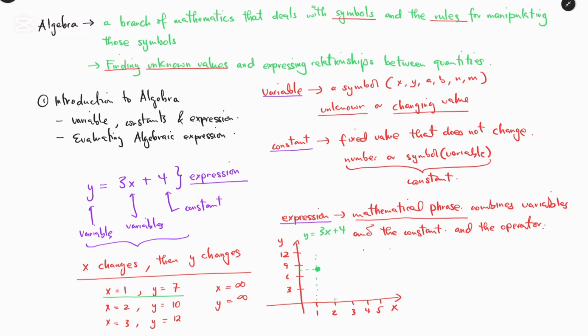And when x is equal to 2, what do we have? We have the value y equals 10, and when x is equal to 3, we say that the value is 12. So from this expression, we can see a linear relationship that exists.